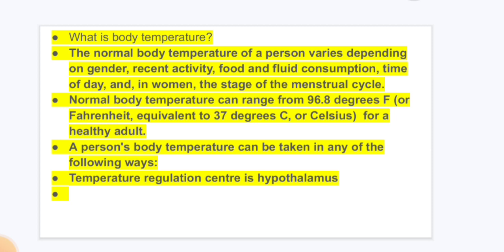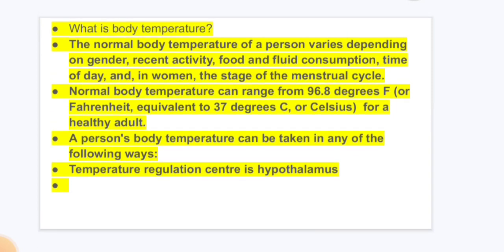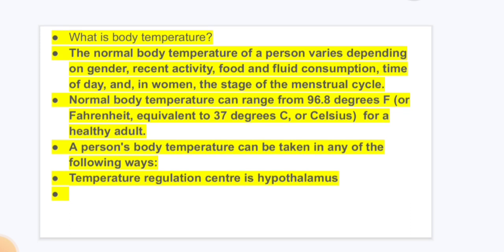Okay, first we will discuss body temperature. The normal body temperature of a person varies depending on the gender, recent activity, food and fluid consumption, time of day, and in women the stage of the menstrual cycle. Normal body temperature can range from 96.8 degrees Fahrenheit to 37 degrees Celsius for a healthy adult. The body temperature can be taken in any of the following ways.